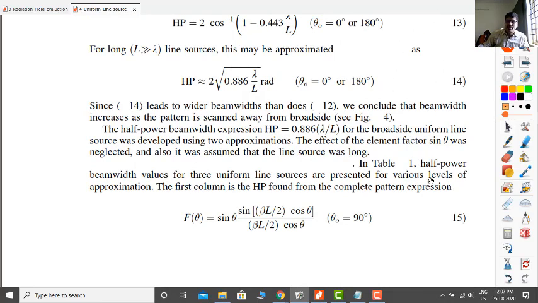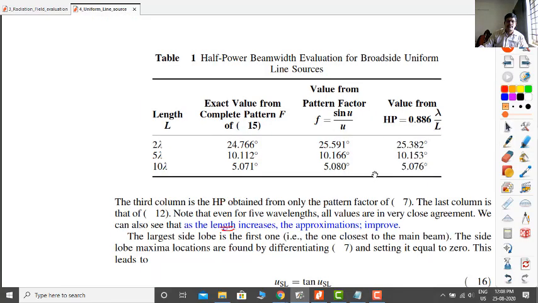So, in the following table, I show you the half power beam width values for three uniform line sources, presented for various levels of approximation. Actually, this is the exact pattern expression, which includes the element factor also: sin theta with sin u by u form, where u is beta L by 2 cos theta. If you see the table, this is the length of the source: 2 lambda, 5 lambda, 10 lambda. You keep on increasing the length of the source. This is the exact value from the complete pattern, equation 15.